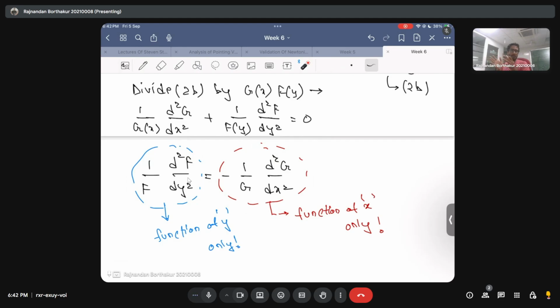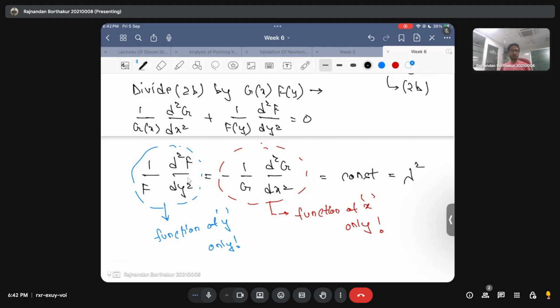This is only possible, and this is something that is important, this is only possible when these two separately have to be equal to a constant. Otherwise, no way a function of y can be equal to a function of x. The only way it is possible is that these two separately have to be equal to a constant, and that constant for this case we'll call lambda square.